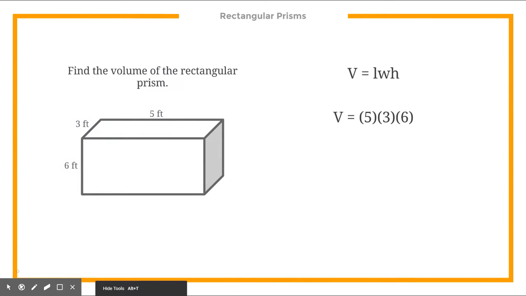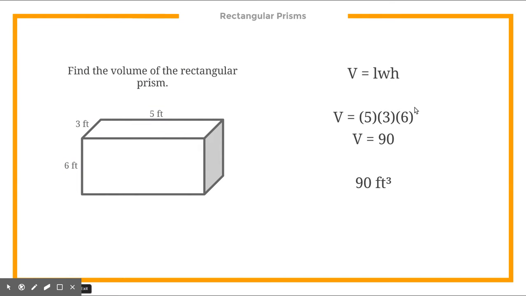So you're basically finding the area of that rectangle and then multiplying it by the height, which is 6. So you're just finding the area of one of those rectangles and then multiplying it by the height, which is where we get length times width times height. So we multiply those three sides, those 3 dimensions together, and we get 90, which means that the volume of our rectangular prism is 90 feet cubed.